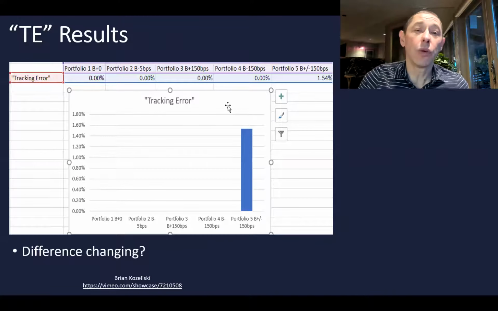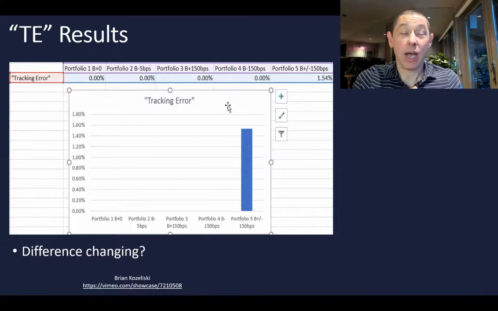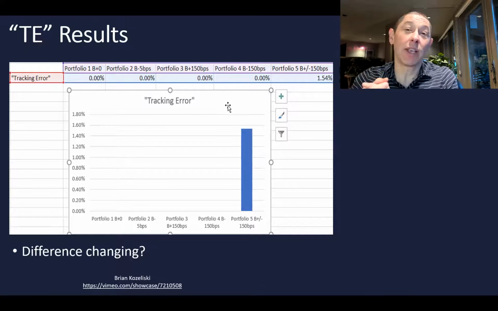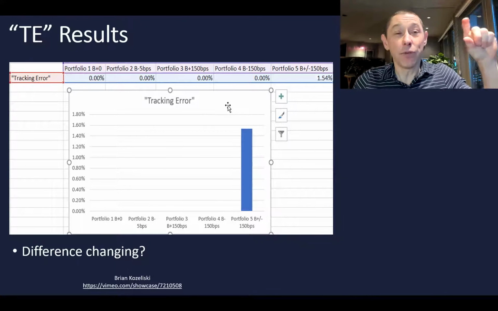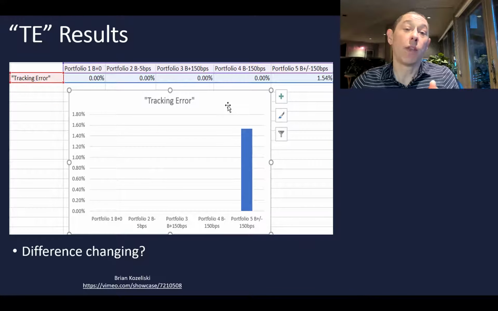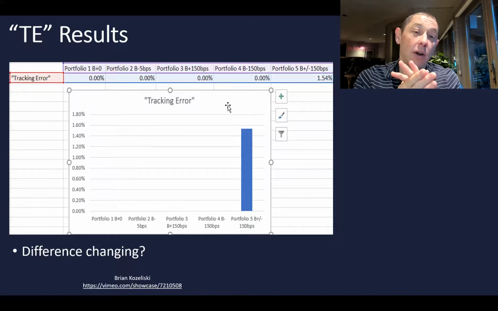Okay, so what we want to do now is these calculations. If we do that first calculation, where we're measuring how much the deviations vary, we get this. For portfolios 1, 2, 3, 4, there's zero tracking error. So what this is telling us is that a consistent 5 basis points, or consistent 150 basis points, or consistent negative 150 basis points, the tracking error is zero, because the difference between the benchmark and the portfolio doesn't change. Whereas the one where the difference goes up by 150, down by 150, this is changing. So with this compounding effect here, we get a tracking error of 1.54%. Now, interestingly, if you look at the returns, the differences are going to be the largest in portfolios 3 and 4, but it's showing us 0% tracking error.